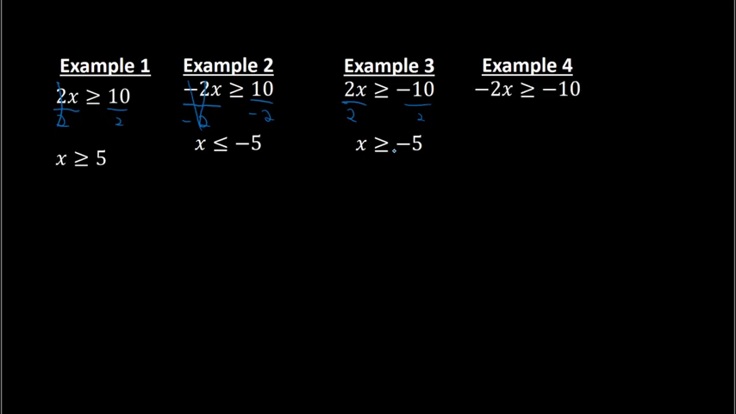Example 4. We have negative 2x greater than or equal to negative 10. To solve this, I need to get rid of the negative 2, and I do that by dividing both sides by negative 2. Now when I divide, the negative 2's cancel out. On the right side, negative divided by negative would give me a positive 5. So I have x on the left, 5 on the right, and because I'm dividing by this negative 2 right here, I need to switch the inequality to a less than or equal to sign. So my answer is x is less than or equal to 5.